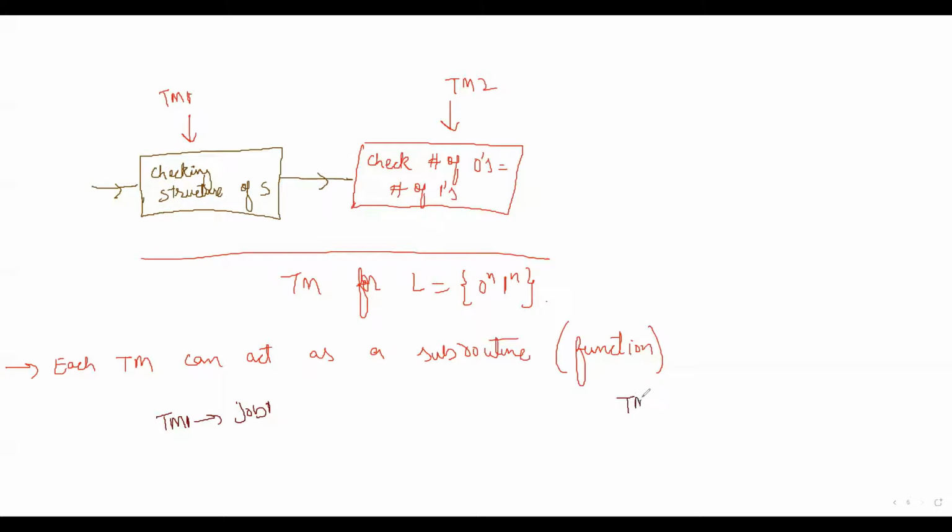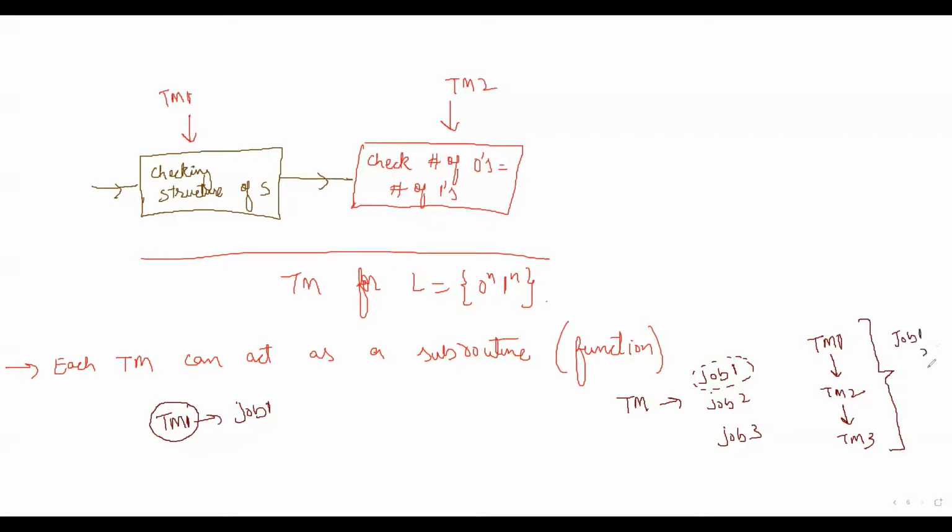Now I have another Turing machine that has multiple jobs. Let's suppose it has to complete job 1, job 2, and job 3. Instead of designing a new Turing machine for job 1, I can use Turing machine 1 to perform job 1. Then I can take its result and give it to another Turing machine that performs job 2, and the result from this can be put to Turing machine 3 that performs job 3. So these three together can perform jobs 1, 2, and 3. That means these three Turing machines can be combined to design a larger Turing machine that is able to do these three jobs together.